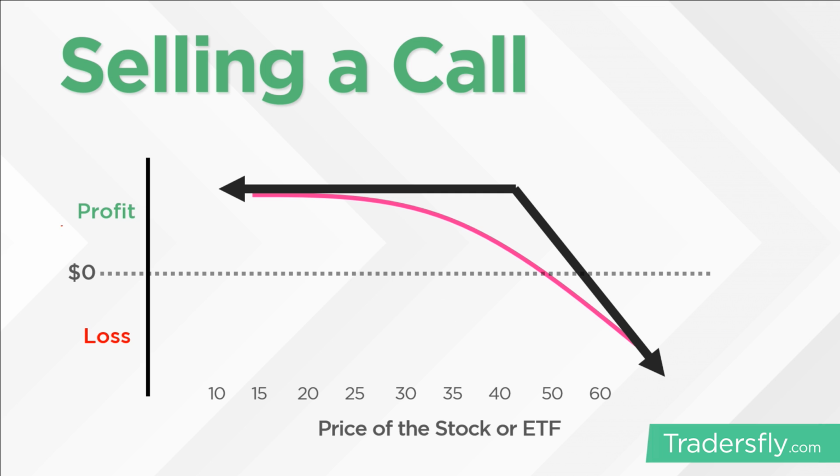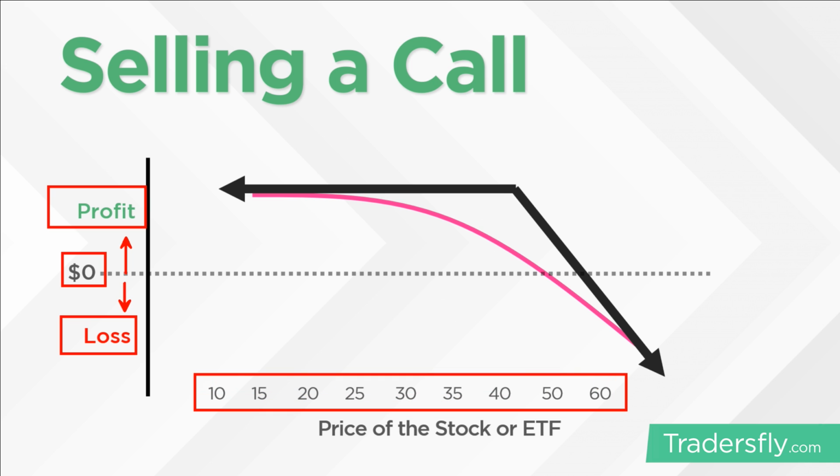The way you read these risk profiles is, again, you have the profit here on the left and the loss, and here is our zero line. Anything above that zero line is a profit, anything below is a loss. Our stock price is towards the bottom. As the stock price goes up, we lose money, and we can actually lose an unlimited amount.